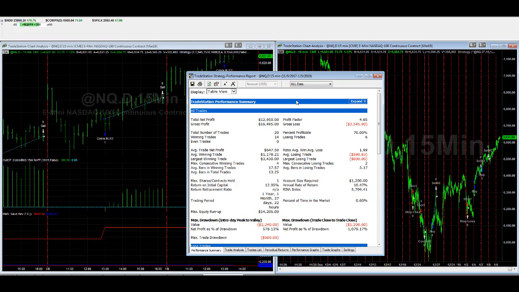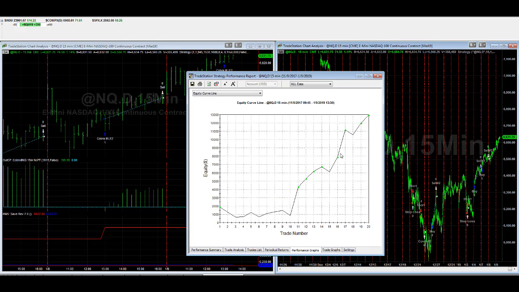Keep in mind this is over 14 months, and 12,950 is the total net profit. So it's very conservative. It doesn't trade much, only 20 trades, and so you want to time this. And so you see the results here. The first 10 trades through October of 2018 were not as good. Since October 2018 in this setup, really good.